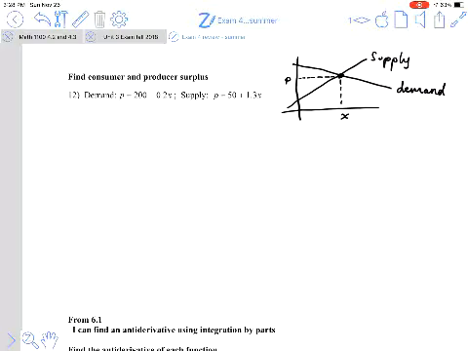Consumer and producer surplus would be the areas here and the area there. So those are the areas we're going to try to find. Let's start with consumer surplus. That's this area right here. That would be that top triangle. So what we need to first find is that point of equilibrium where supply and demand meet. So set the two equations equal to each other.